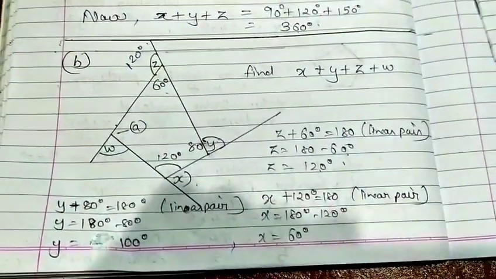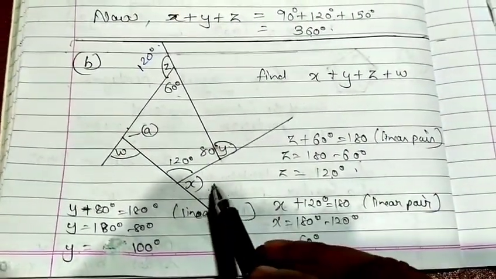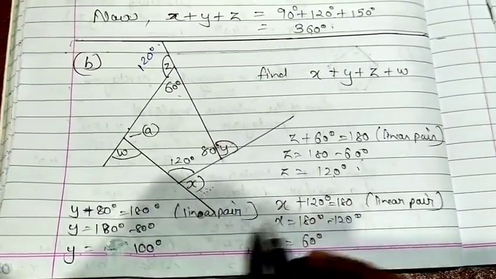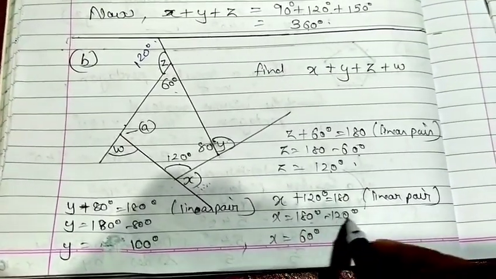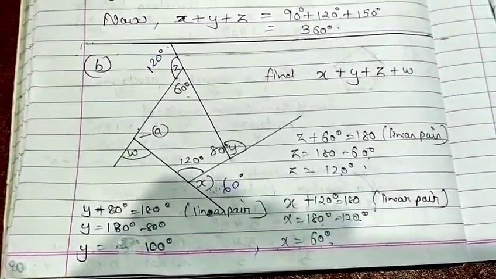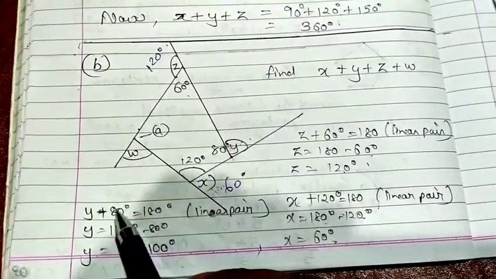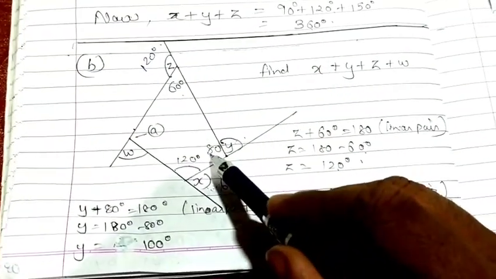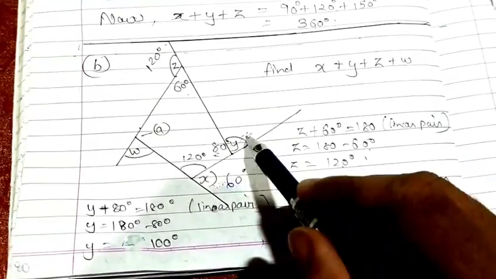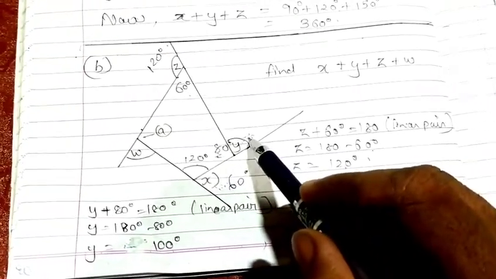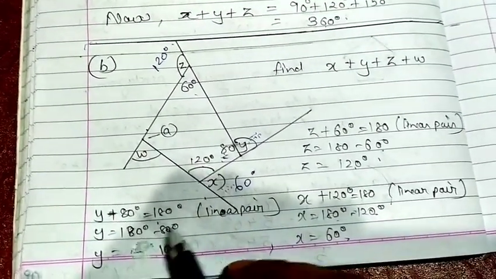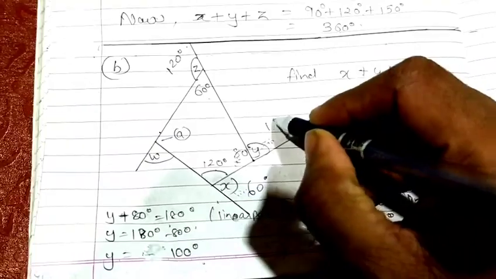Then find the value of x. Again 120 plus x equals 180, that is linear pair. Transpose this 120 toward your right. So 180 minus 120 gives 60. The value of x also we got, 60 degrees. Then the value of y: y plus 80, the sum of the angles of a linear pair is always equal to 180 degrees. So y plus 80 equals 180, transpose 80 toward your right. So 180 minus 80 gives 100 degrees. So here also we got 100 degrees.